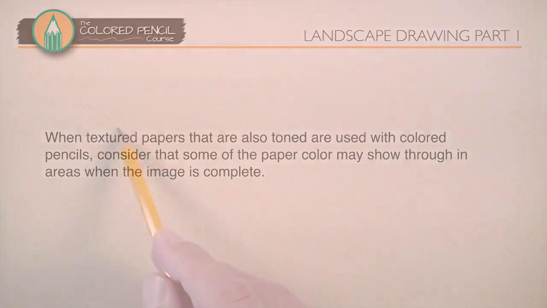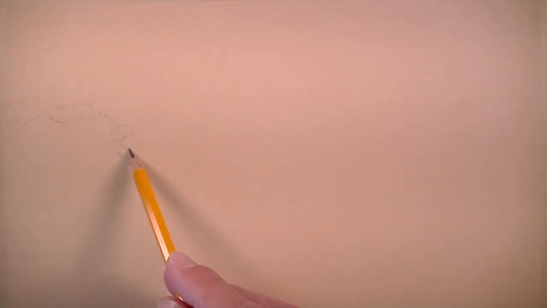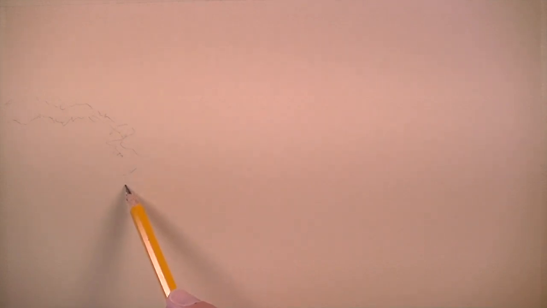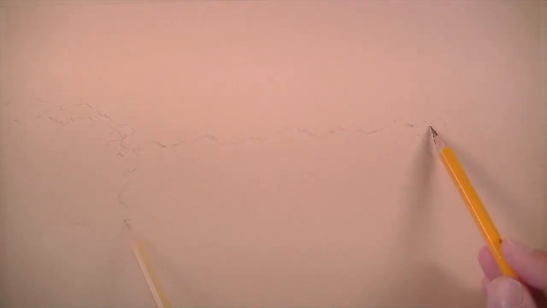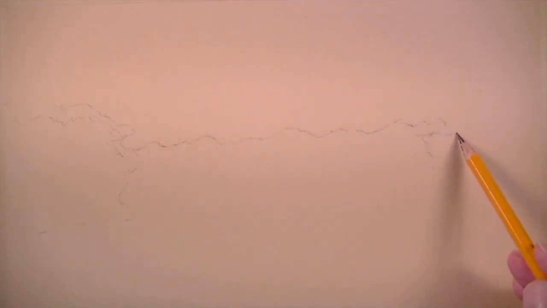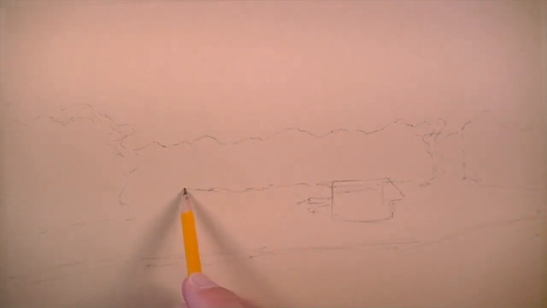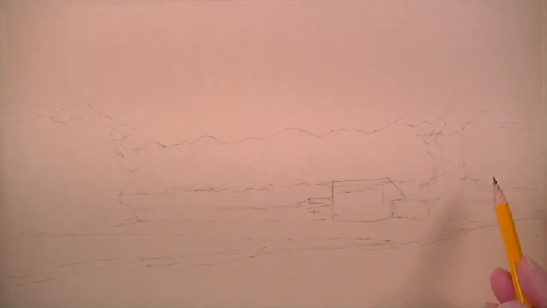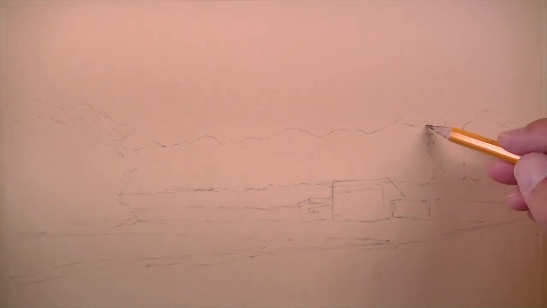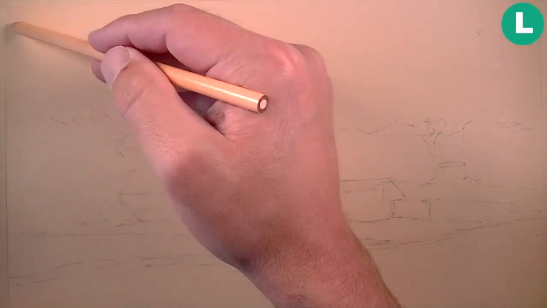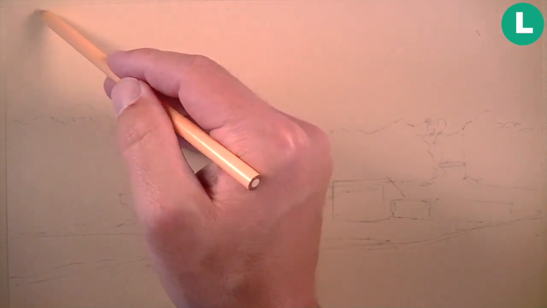Let's take a look at this process now. I'll begin by lightly sketching out the contour lines of the main elements in the scene. This includes the grouping of trees, the small shed that is in the center of the image, and a line to indicate where the foreground begins. Then we'll begin by addressing the background first.